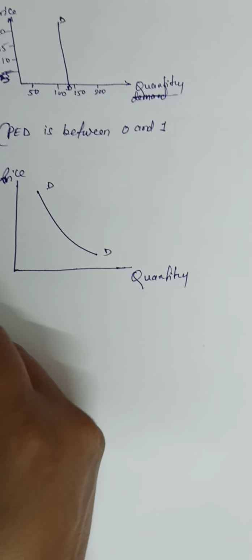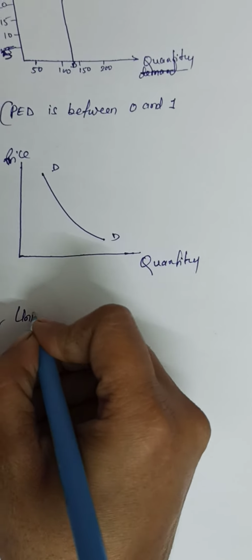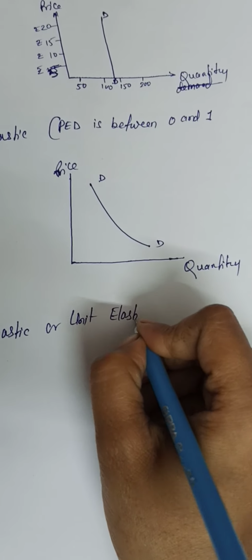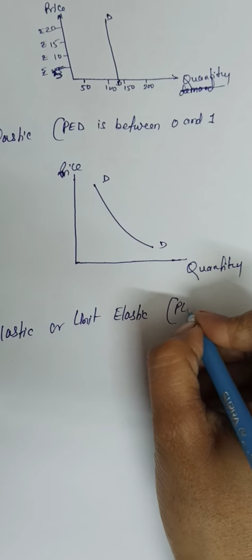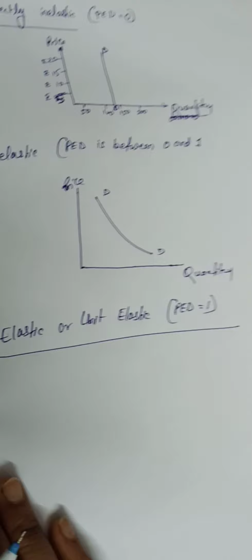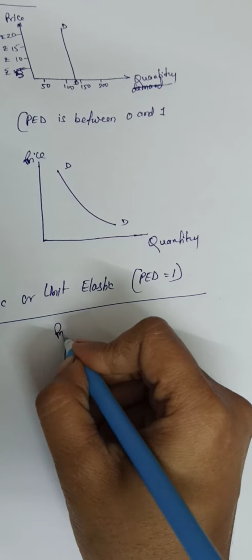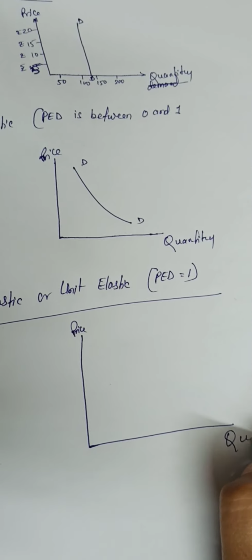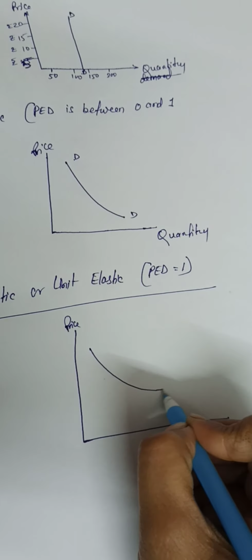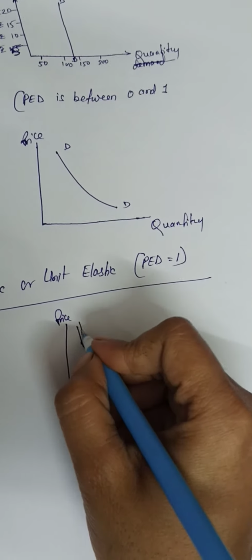Next, unit elastic. Here PED equals 1. Your curve of demand: this is your price axis, then here is the quantity axis. Here is your demand curve.